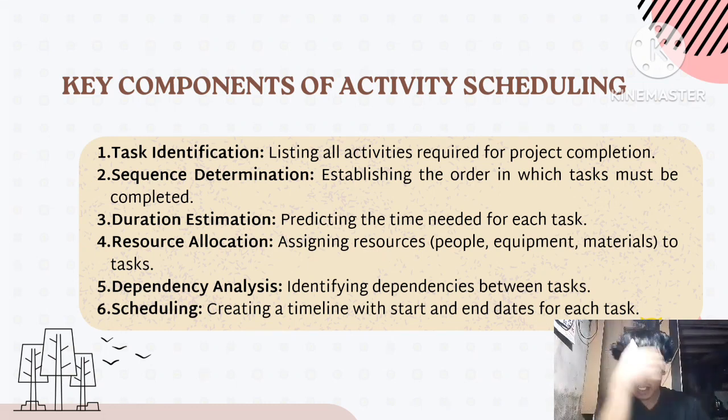Number 3, duration estimation: predicting the time needed for each task. Number 4, resource allocation: assigning resources, people, equipment, materials to tasks. Dependency analysis: identifying dependencies between tasks. Scheduling: creating a timeline with start and end dates for each task.